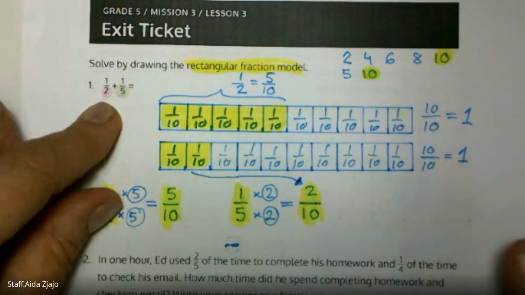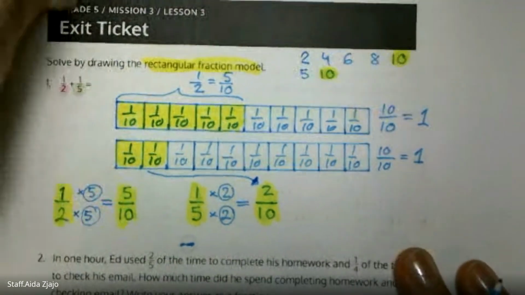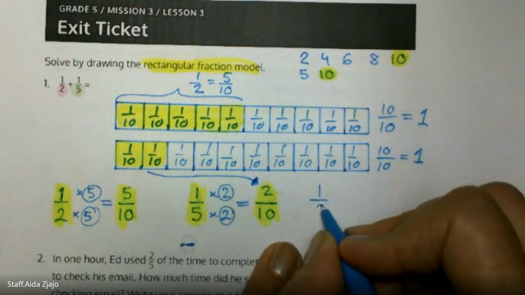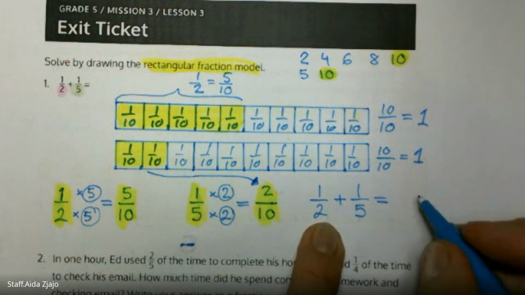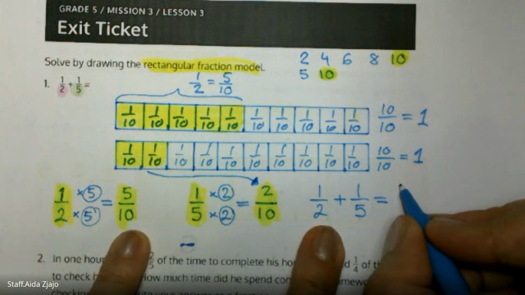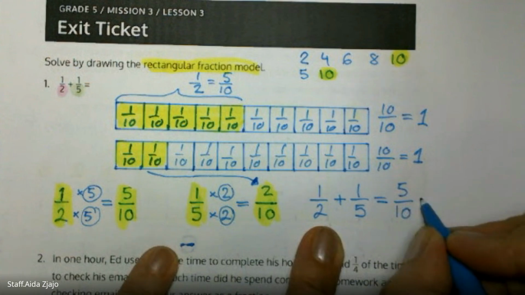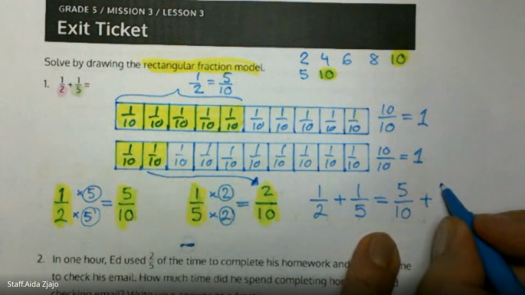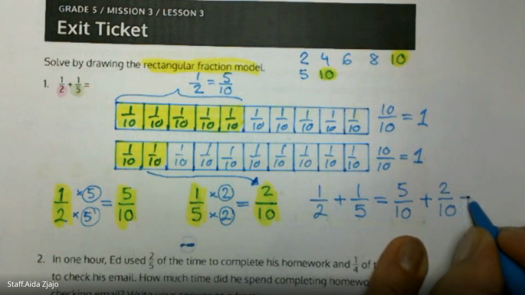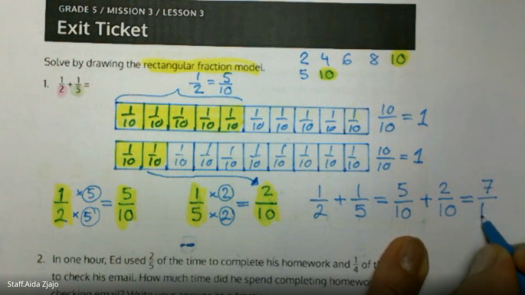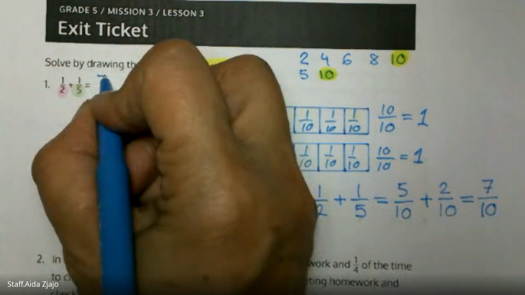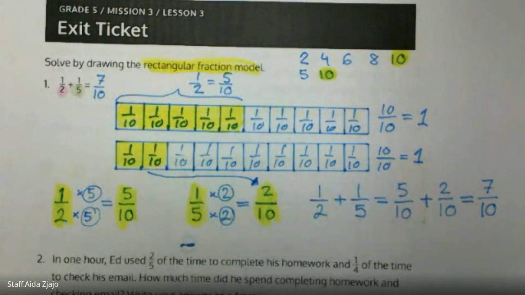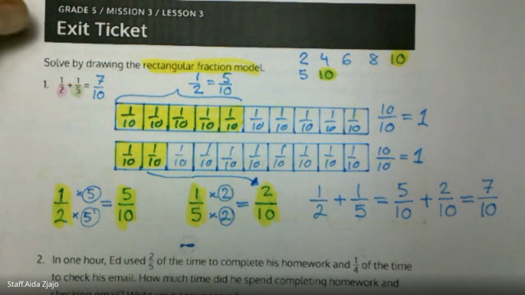half. I'm gonna rewrite the whole problem on here, because 1/2 plus 1/5: 1/2 is 5/10 plus 1/5 is equivalent to 2/10. So together they make 7/10. So equals 7/10. Okay. This is exit ticket problem 1.